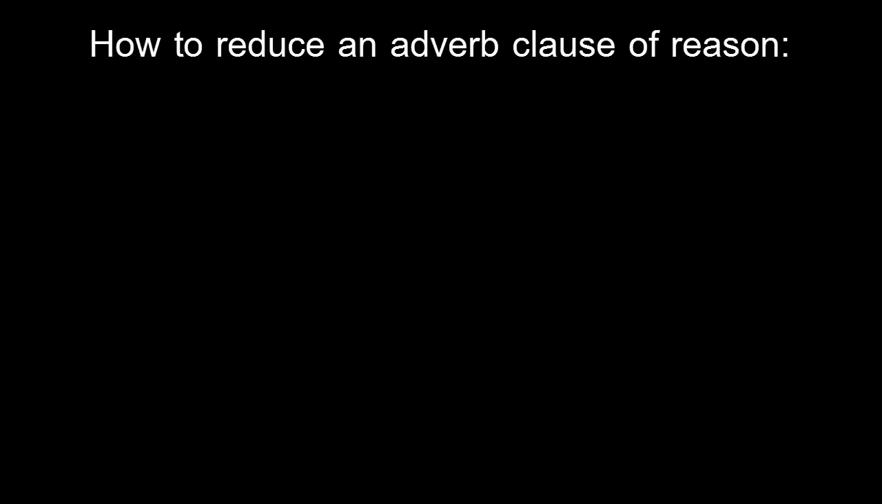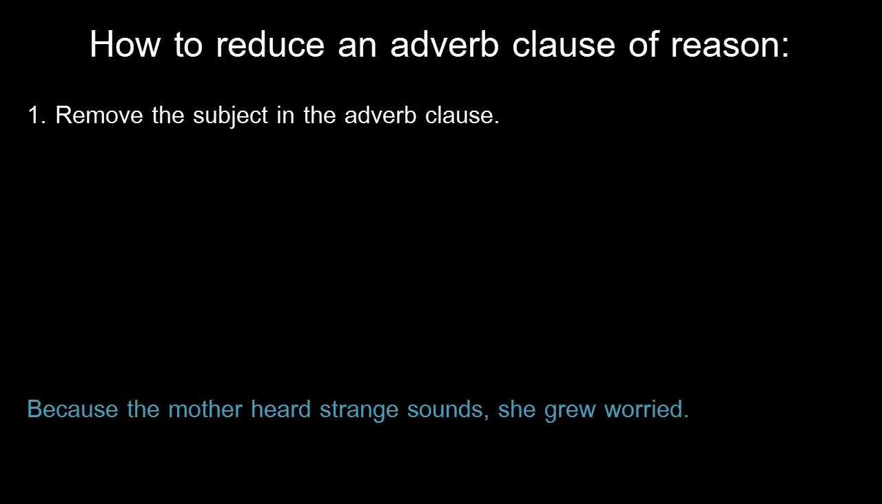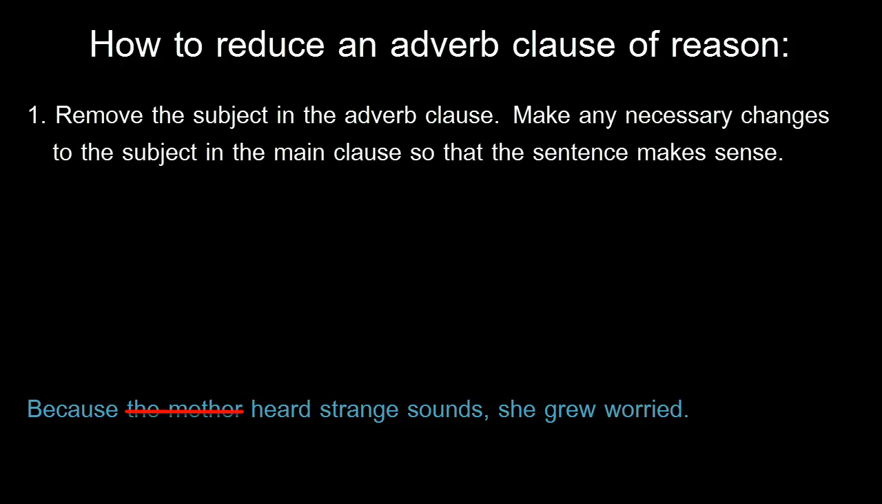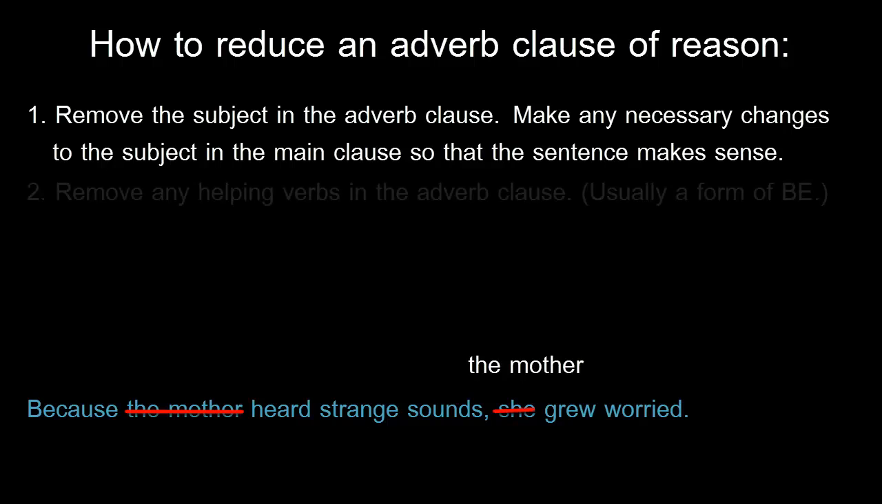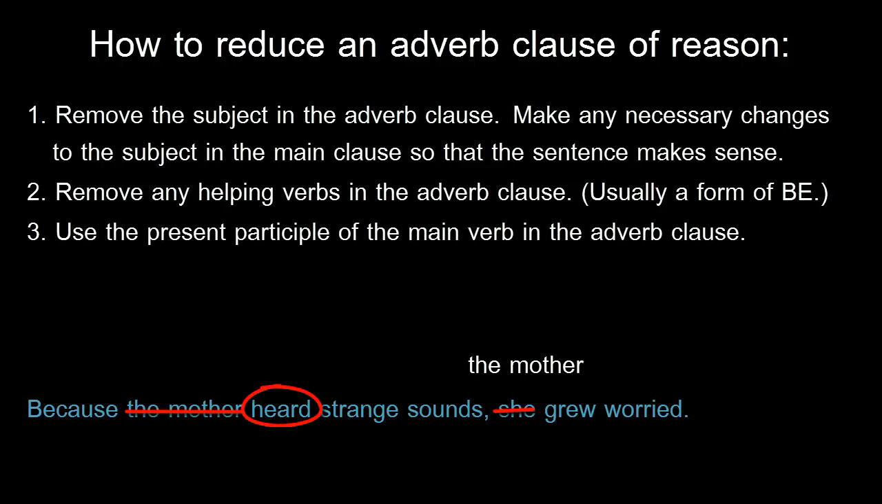How do we reduce an adverb clause of reason? The steps should be familiar. First, remove the subject in the adverb clause. Make any necessary changes to the subject in the main clause so that the sentence makes sense. Second, remove any helping verbs in the adverb clause. Just focus on the main verb. Use the present participle of the main verb in the adverb clause.